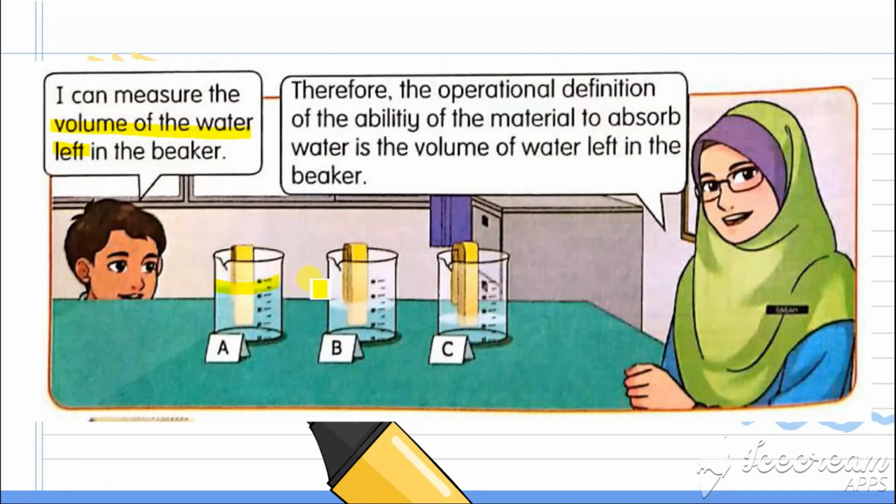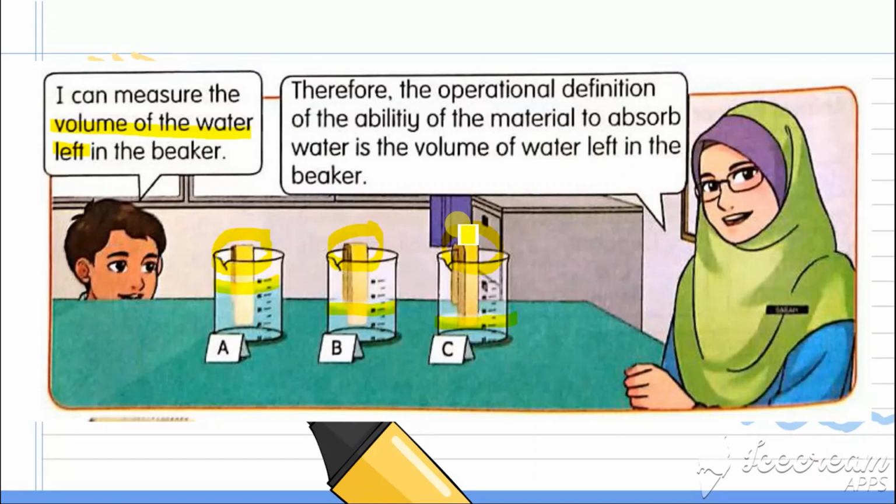So you can see A is highest, B is low, and C is much more low. And as you can see, the thickness of the material is also different. So now you have to connect the ability of material to absorb water, the volume of water, and also the thickness. You have to connect to make the operational definition. So from here we can see, therefore the operational definition is: the ability of the material to absorb water is the volume of water left in the beaker.